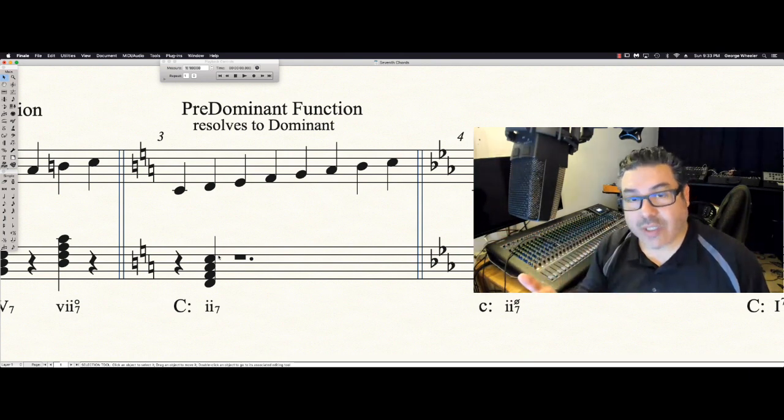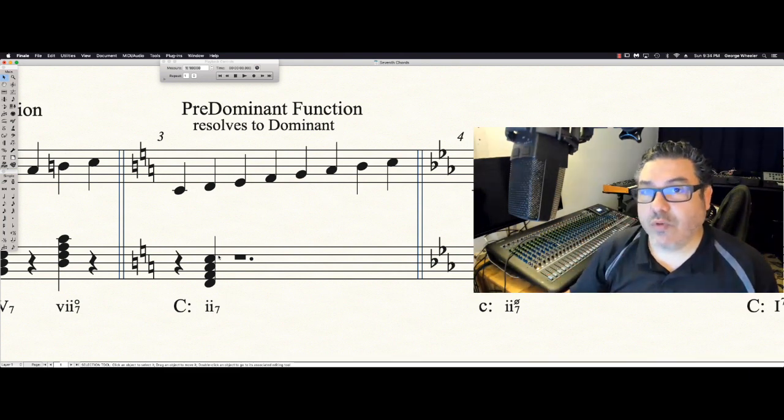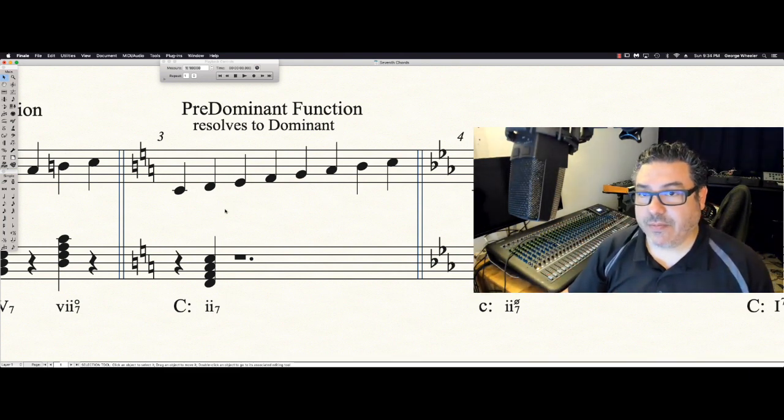So therefore, we know in a major scale, 2-7 is a minor triad with a minor 7. Okay, let's move to minor.